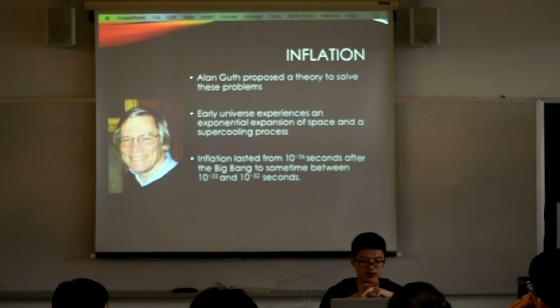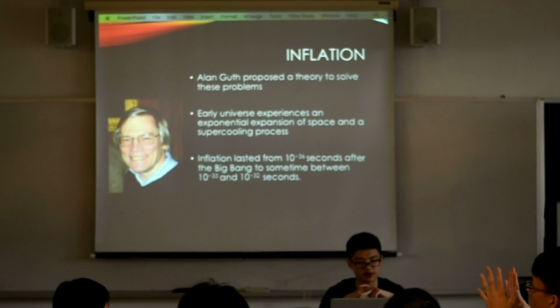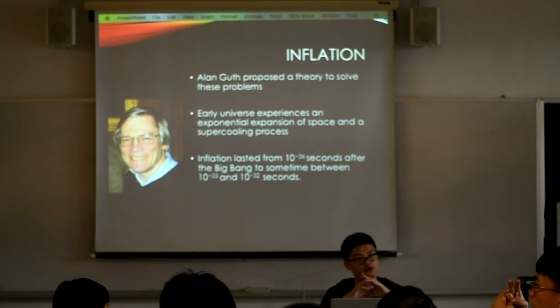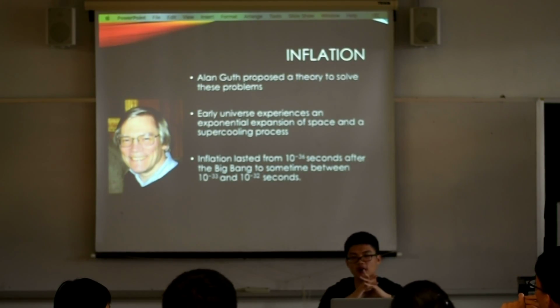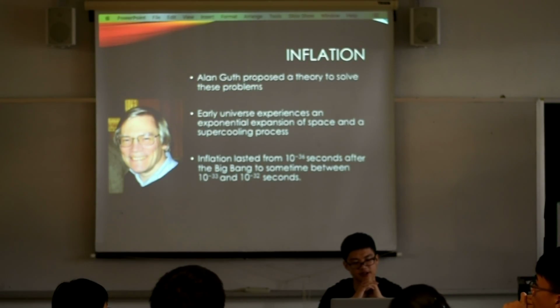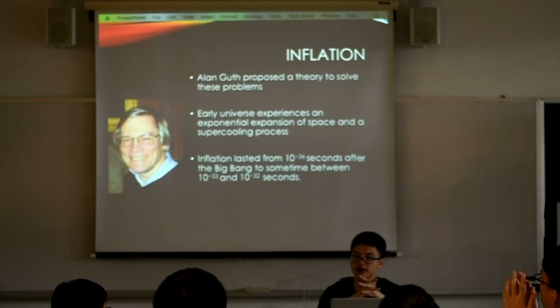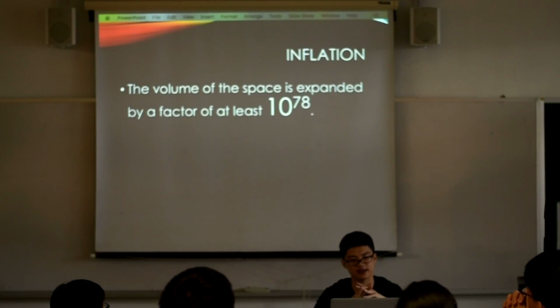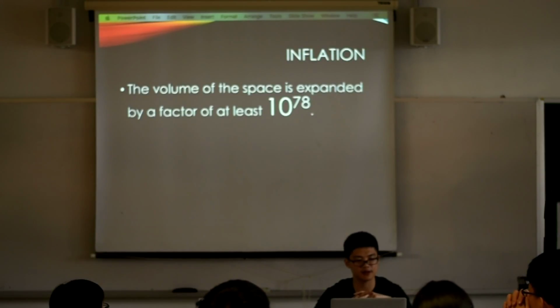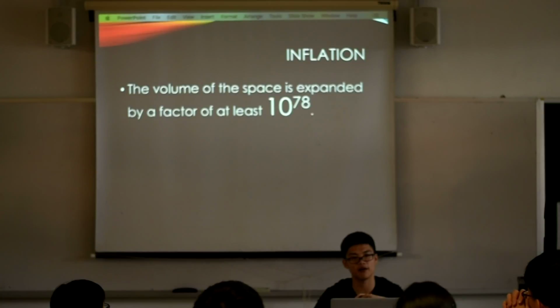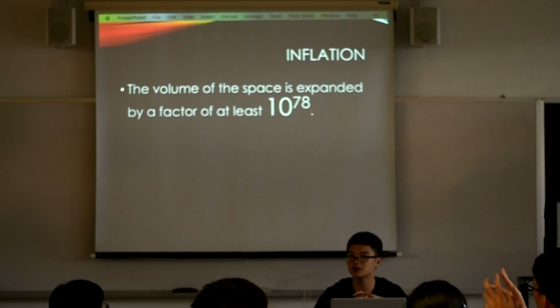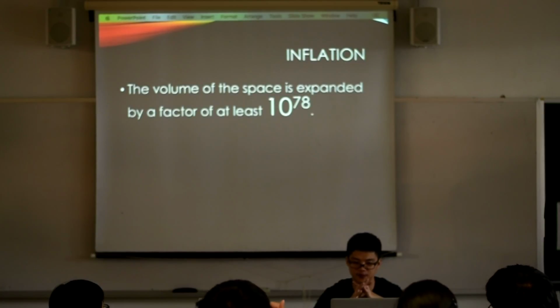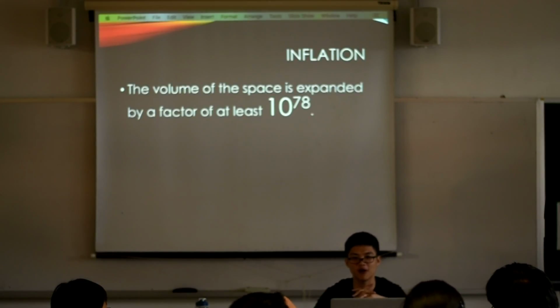The theory states that the early universe experienced the exponential expansion of space and the supercooling process, which only takes place around 10 to the power of minus 33 to 10 to the power of minus 32 seconds, which is very, very small. But the rate is extremely high, as space is expanded by a factor of at least 10 to the power of 78, which is larger than any number you can usually see, but smaller than the number of particles inside the universe.